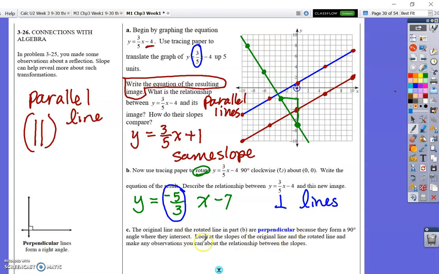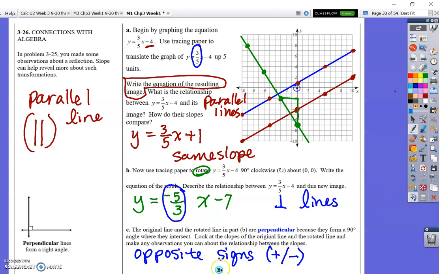So it says right here again, the original line and the rotated line in part B are perpendicular because they form a 90-degree angle. Look at the slopes of the original and make observations. And we already said this. Opposite signs. One is positive, one is negative.